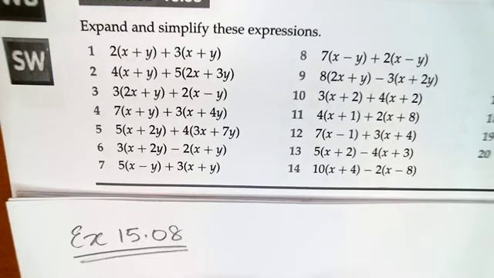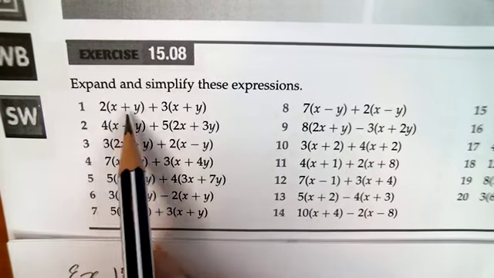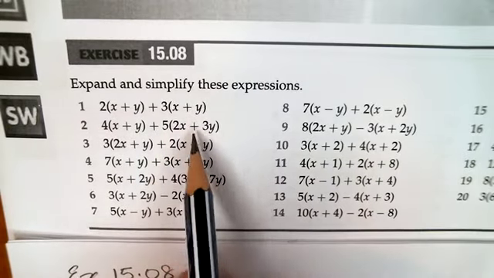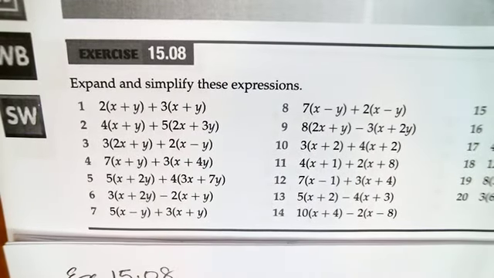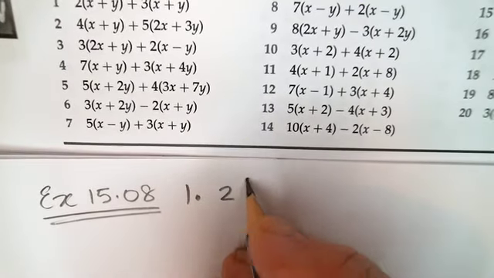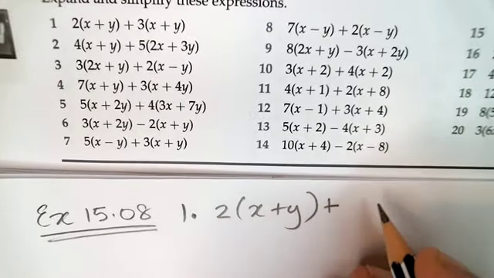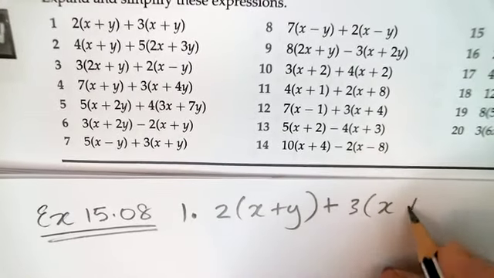Let's take a look at exercise 15.08. So this is the ultimate part of expanding. Here we've got multiple things, and by the way, these are really two separate things which we're then going to add together. So let's take a look at thing number one. I've got 2 times (x + y) plus 3(x + y).